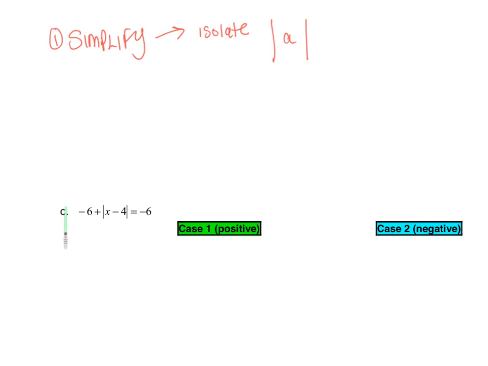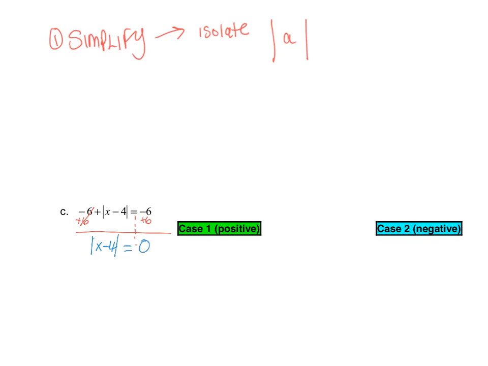So for letter C, -6 is being added to the absolute value. Maybe it helps to think of it this way: -6 plus x. If you treat this whole thing as an x is equal to -6, you're going to want to bring him over. In the same method, you look at it and say, how do I get -6 alone? Well, here's my equal sign. I'm going to add 6 to both sides. That's going to leave me with the positive absolute value of x minus 4 is equal to 0.